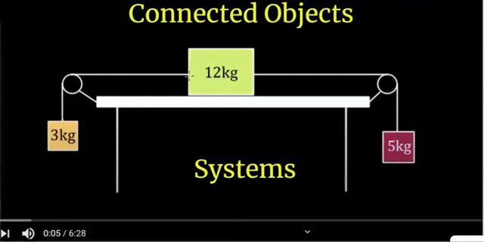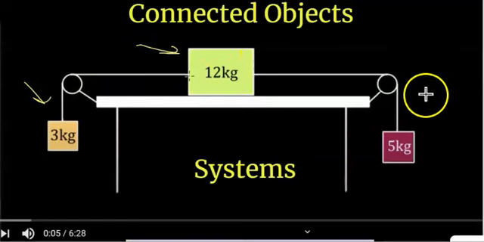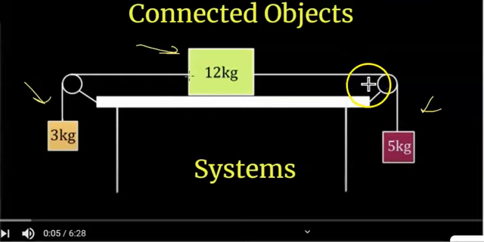Okay, folks, this is a video on a subject called connected objects or systems. Unfortunately, I use both of those names interchangeably. You will know it's this kind of problem because there are multiple objects connected to each other, and we're going to find the acceleration of the system and then find the tension in the ropes. Okay, so you'll get this type of problem.